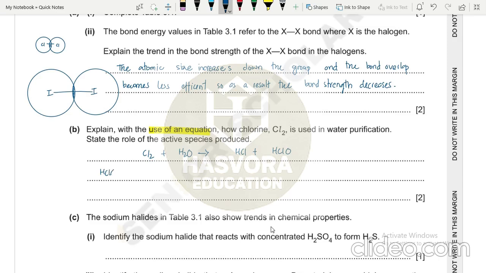HClO, or hypochlorous acid, is a disinfectant and kills bacteria. So this was a very easy question. This should be on your fingertips.